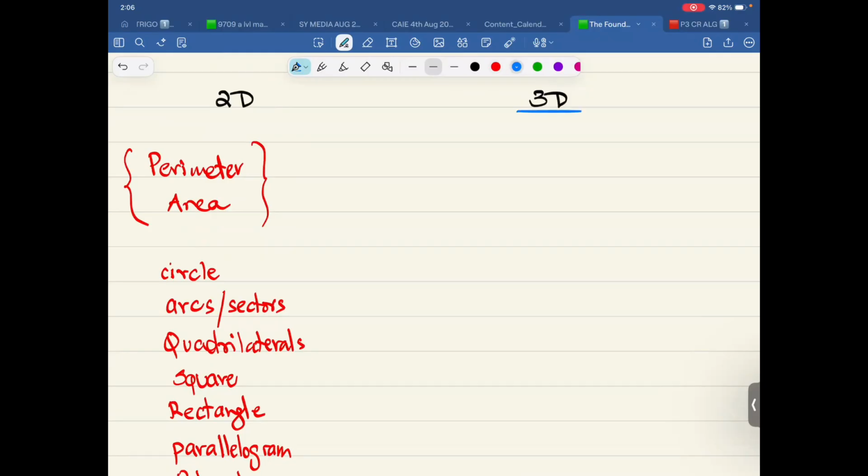When we talk about 3D mensuration, we talk about volume of that 3D object. So this is technically an object, and 2D is technically a shape. That is the difference. So now if it's an object, we can talk about volume and we can talk about surface area.